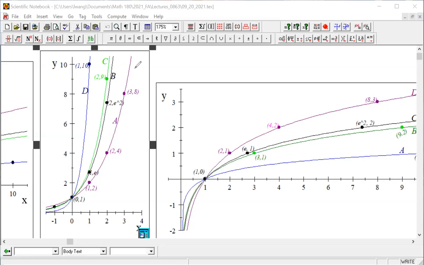So the purple one is what? What's the purple one? You will look at the points, right? Input 1, output 2, input 2, output 4, input 3, output 8. So this will be what? 2 to the power x, right?